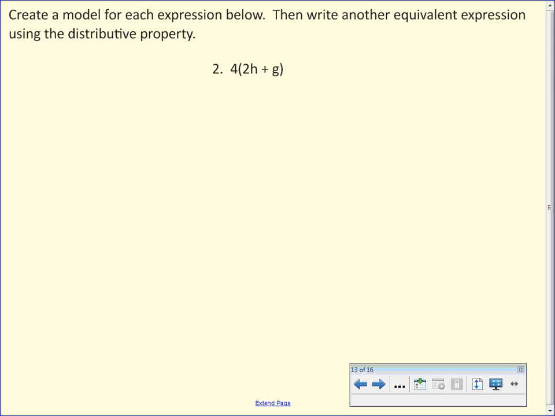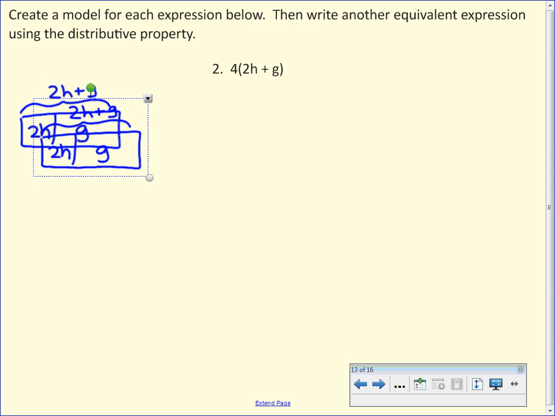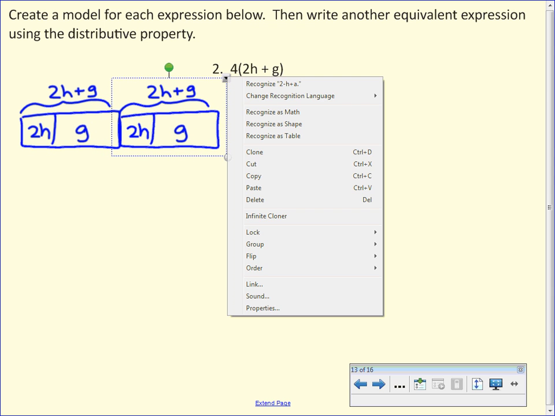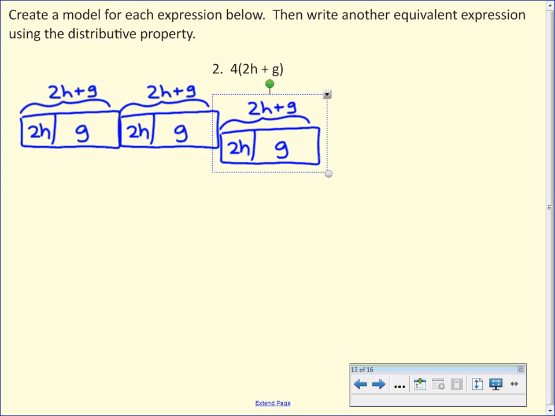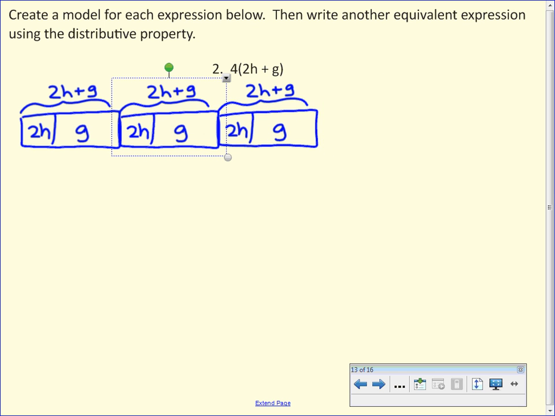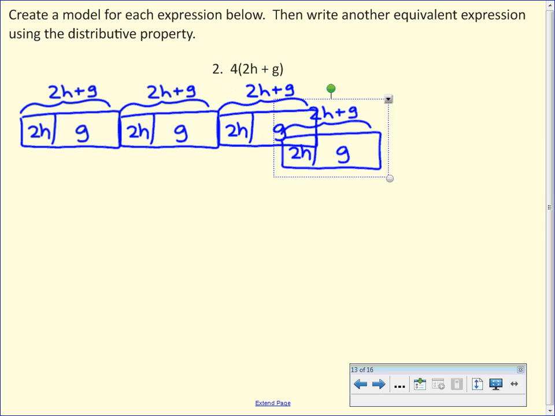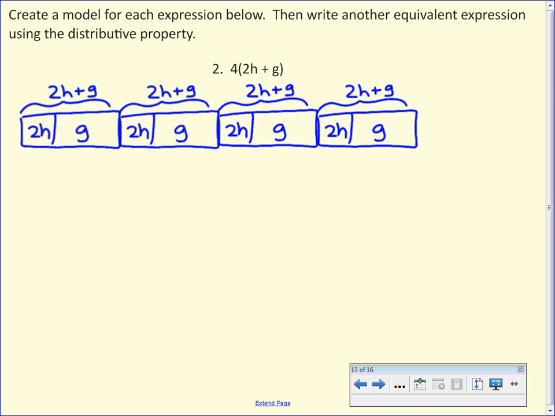So let's see, I have 4 groups of 2h plus g. I have the cloning tool so I can cheat. I mean, take a shortcut. I would never cheat. Okay. I love this. I think this is such a great visualization.